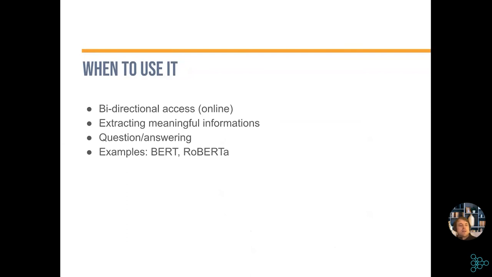So you need a bidirectional access. You need to be able to read left and right the whole sentence. You're able to extract meaningful information, so it can be good for multi-label classification, when you have a lot of labels, for example, question answering, text summarization. Everything is great for this type of architecture.